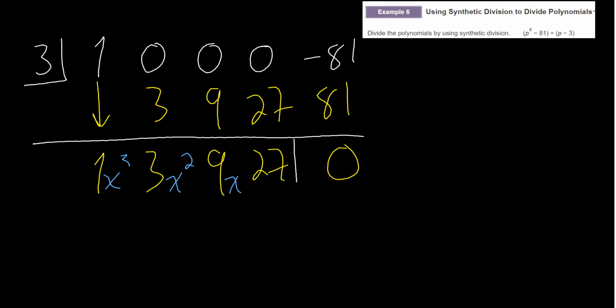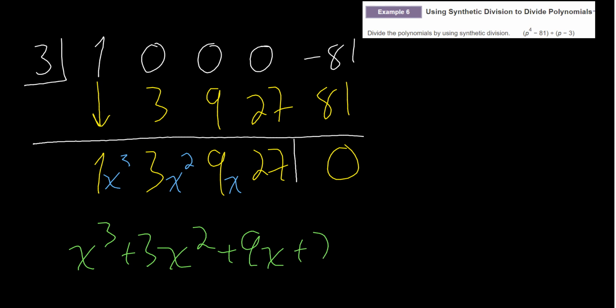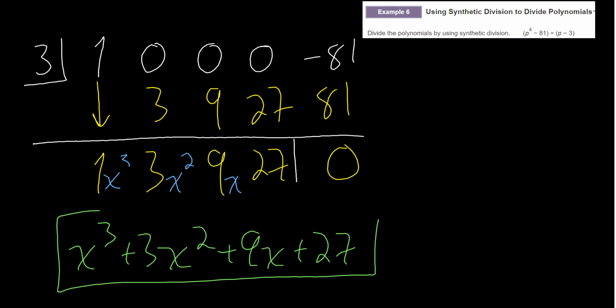Okay, so my solution is going to be quotient, which is x cubed plus 3x squared plus 9x plus 27 plus my remainder, which is 0. So that's it. I don't have to mess with anything because 0 over anything is going to be 0. So my solution is just simply this. Okay? And that concludes the lecture on dividing polynomials.